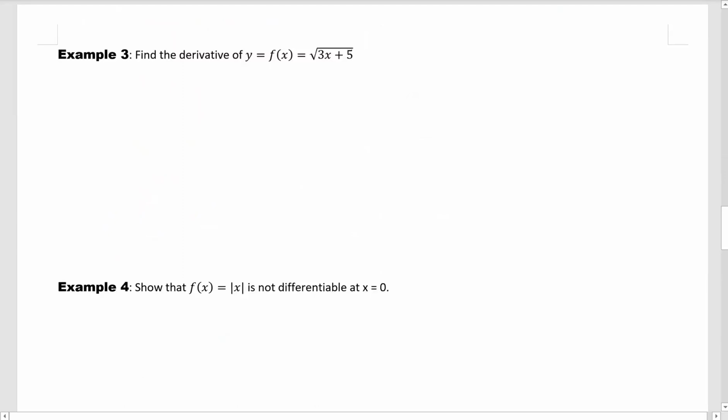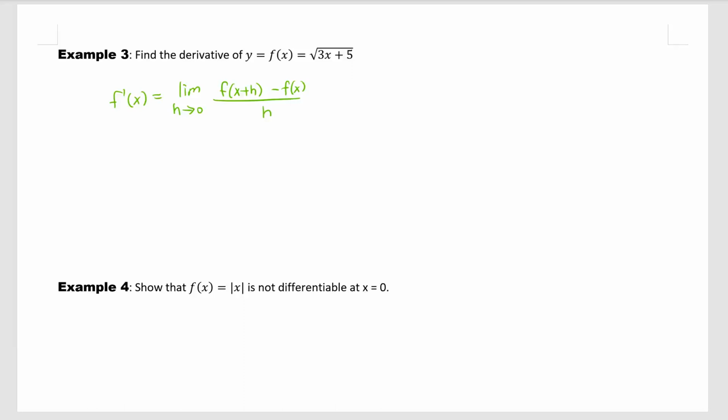Find the derivative of y. Okay, so how do we find the derivative in general? We only have one formula, just like the second formula. f prime of x is the limit as h goes to 0 of f of x plus h minus f of x over h. So this is the formula we use.